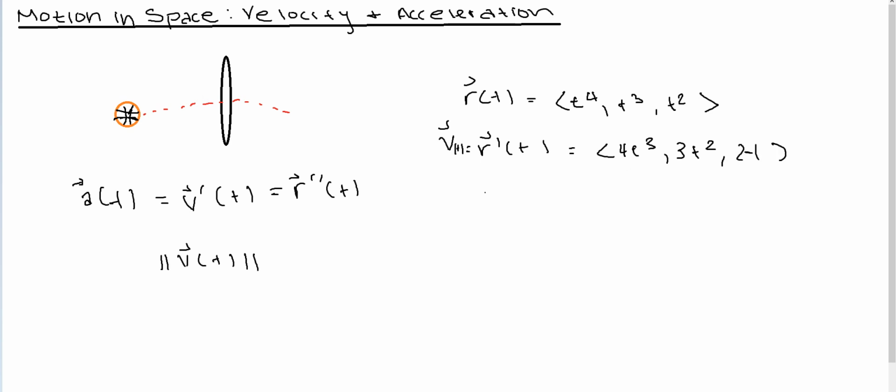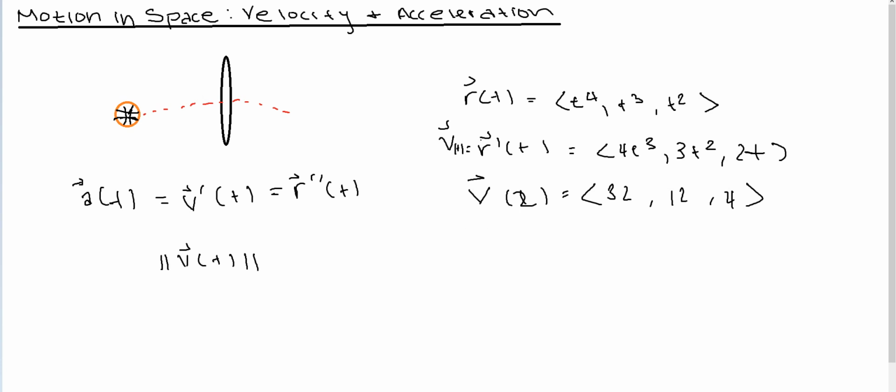And we want to find the velocity at 2. So we'll plug in 2 to our equation. So we know 2 to the third is 8, so we have 32, we have 12, and we have 4. And that would be the velocity. It would be at 2 seconds, so it would be moving 32 meters per second in the x direction, 12 meters per second in the y direction, and 4 meters per second in the z direction.